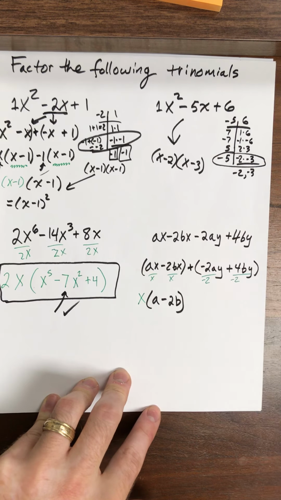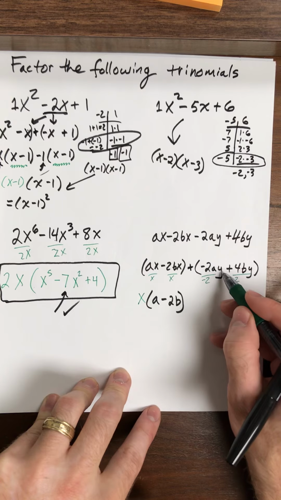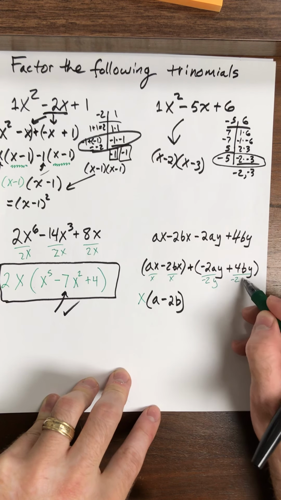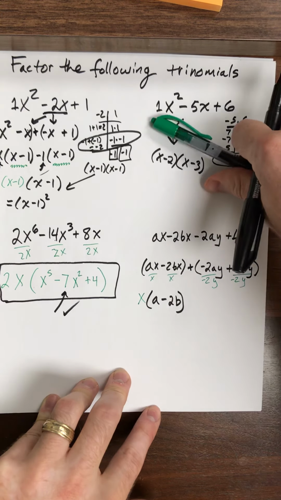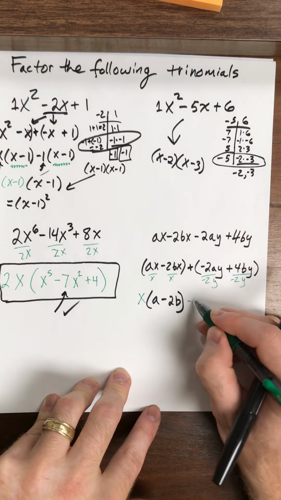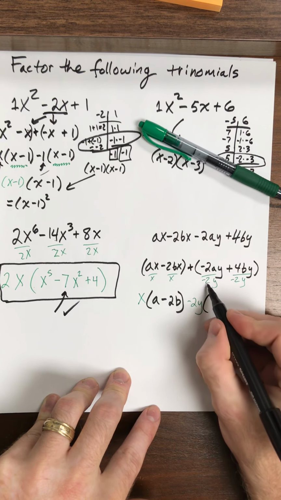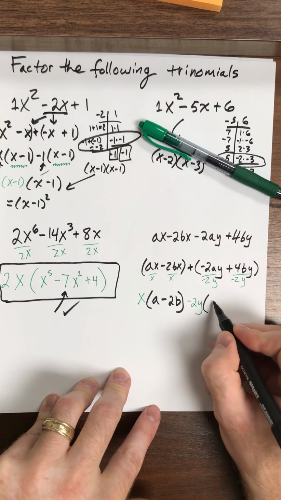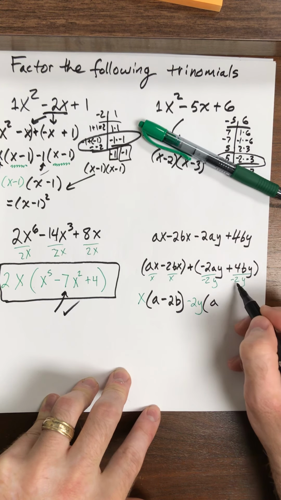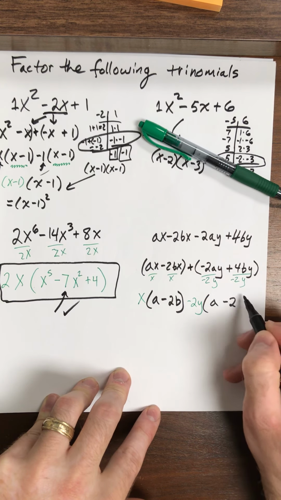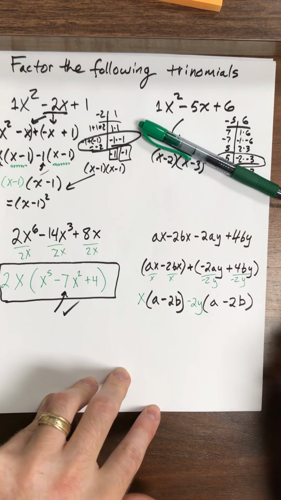I can pull a negative 2 out of this, because 4 divided by negative 2, that works. And there's a y in both of these, so I can pull y's out of both of them. Now there's only an a here, and there's only a b there, so that's it. So I can pull a negative 2y out, and what's left inside? Well, that's just 1a, so that's just a. And then right here, 4 divided by negative 2, that's a minus 2. And then y divided by y cancels, and I'm left with that b.